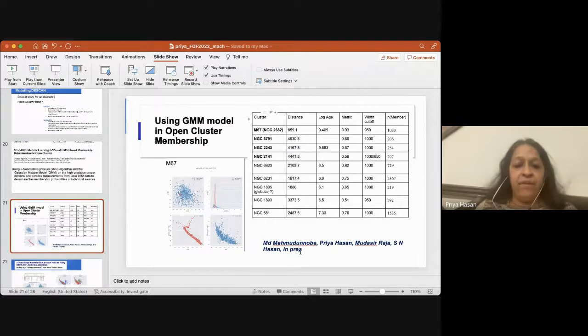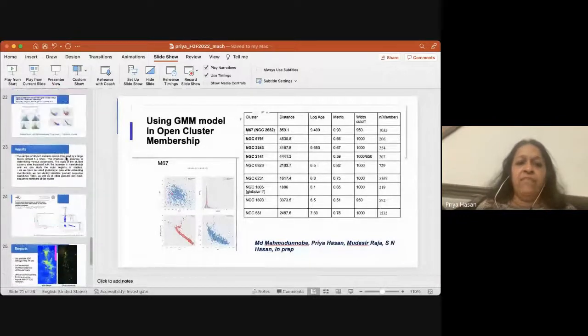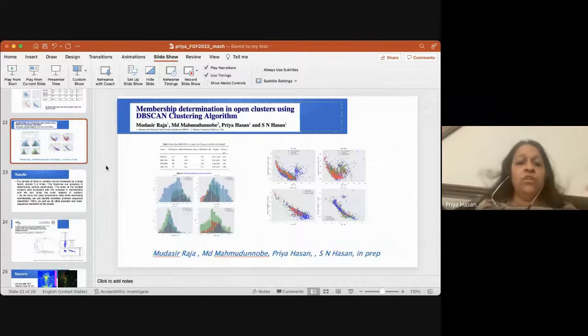And this is a paper in preparation, where you can see that the number of members has been increased by a major factor. This is the number of members we get using Gaussian mixture modeling. The only problem with Gaussian mixture modeling is that we assume a Gaussian distribution of these clusters, right? So if these clusters do not follow a Gaussian distribution, then obviously we will have some problems in our data, right? We also tried this method.